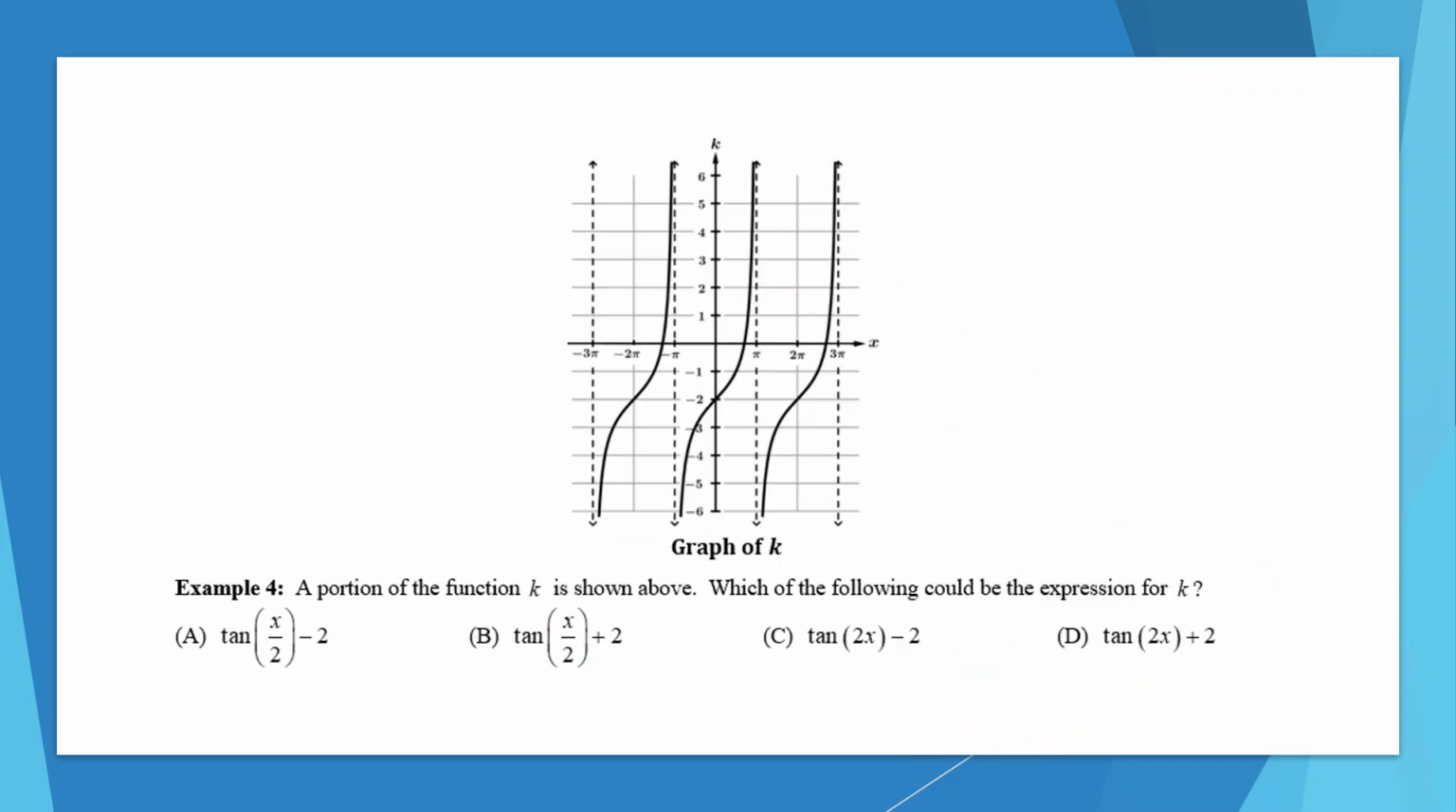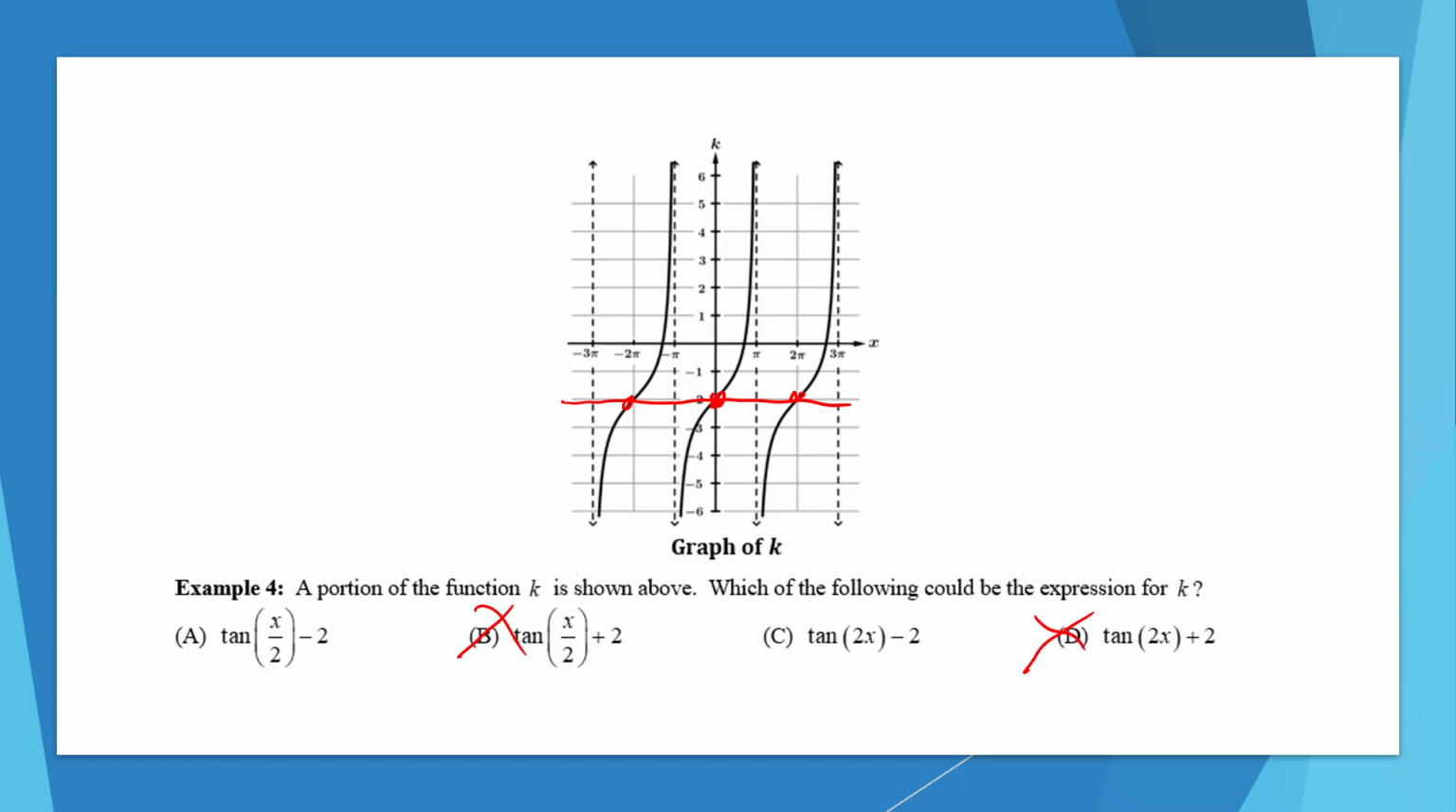All right, example number 4. The portion of the function k is shown above. Which of the following could be the expression for k? So here, let's take a look at what we see. First I see that the point of inflection is at -2. So -2 should be our d value. So we can eliminate B and we can eliminate D just from that.